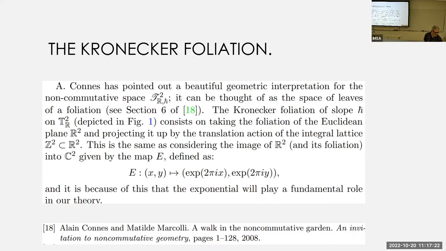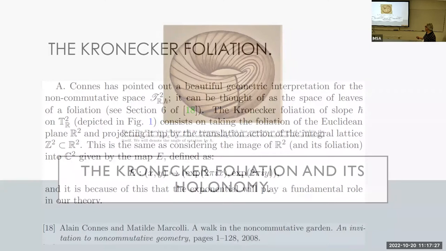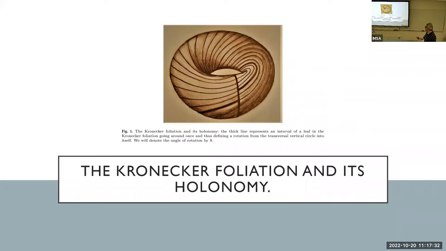And so I have the leaf space of the foliation. This is the foliation, and the foliation has a transversal. I just take a transversal circle once and for all, and it has a holonomy. If I start here, I go along a leaf, I come back with an angle, and this angle is h bar. So the holonomy of the foliation is h bar, and this holonomy completely determines the foliation because it's a linear foliation.